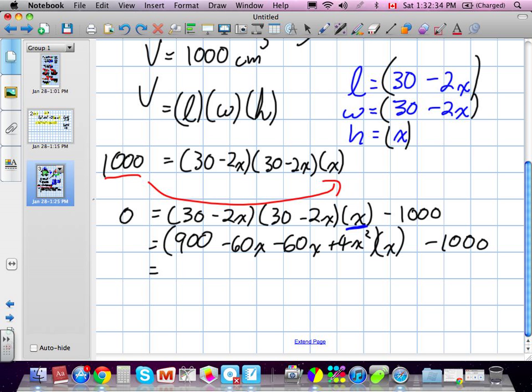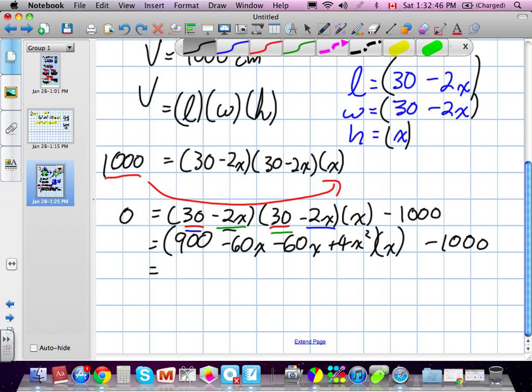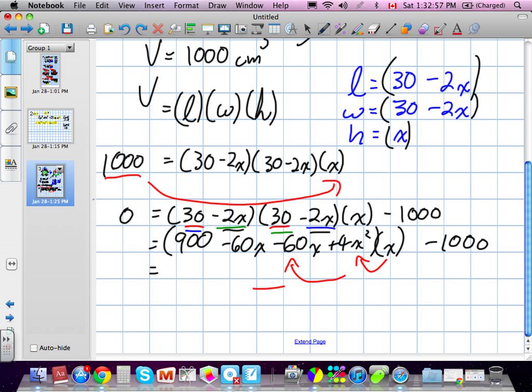Why do you have to multiply by x though? Because I never actually multiplied the height. I FOILed, so I did 30 by 30. I did 30 by negative 2x. I did negative 2x by 30. Does that make sense? And here, but I never multiplied by my height still. I only did one step at a time. So I still have to distribute my x value onto all of these.